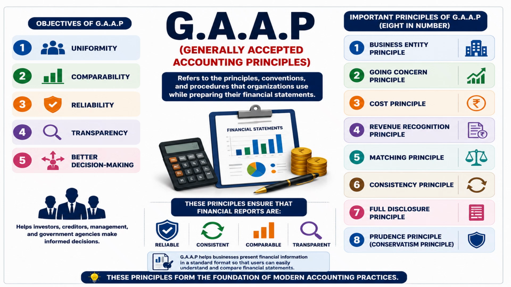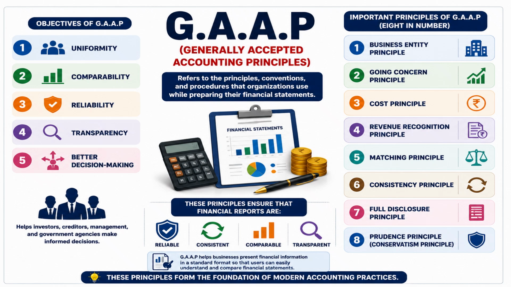4. Revenue recognition principle. The revenue recognition principle states that revenue should be recognized when it is earned, not necessarily when cash is received. This provides a more accurate picture of business performance. Example: goods worth 50,000 rupees are sold on credit in March. The revenue is recorded in March even if payment is received in April.